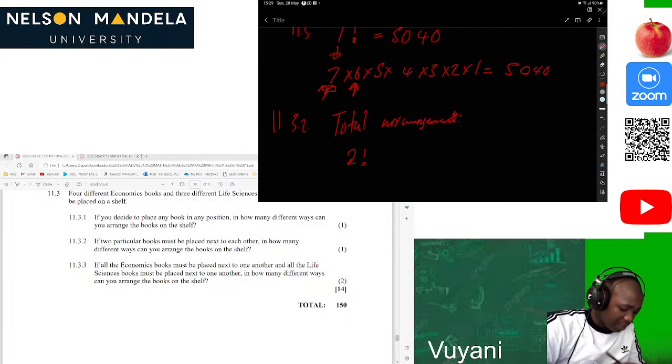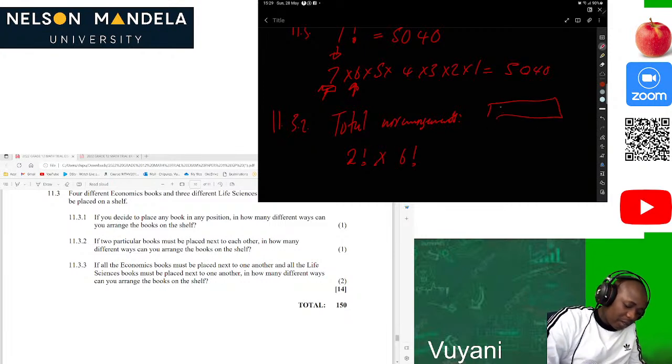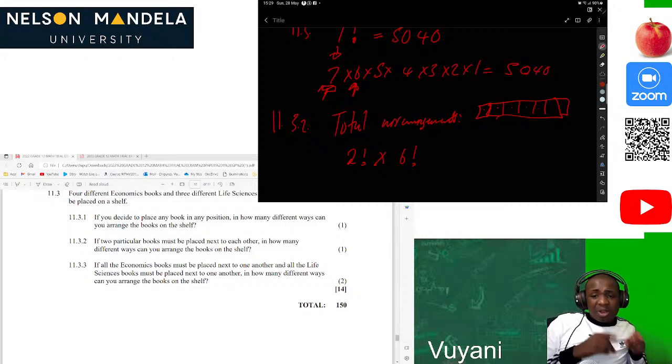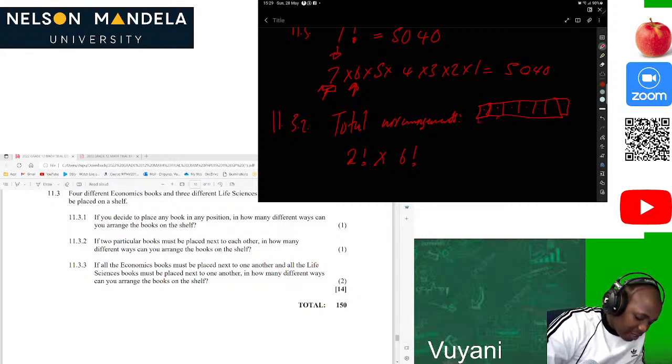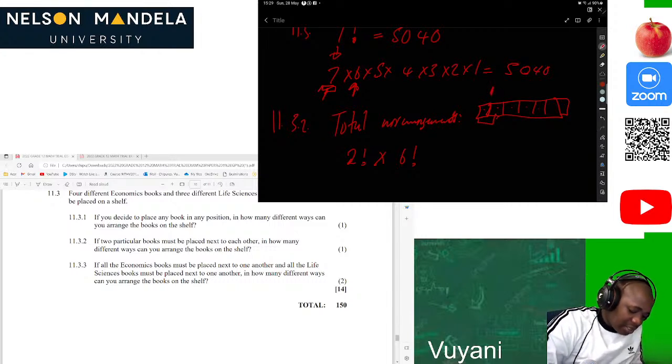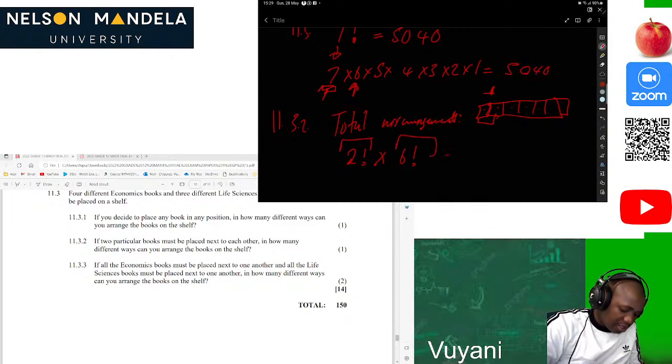So it's going to be 2 factorial times 6 factorial, because it's something like this: 1, 2, then 1, 2, 3, 4, 5, 6, 7. So we're saying that the first 2 should be treated as one, and they should be placed next to each other. That's why I'm saying it's 2 factorial times 6 factorial. Then we use your calculator, and that should be 1440.